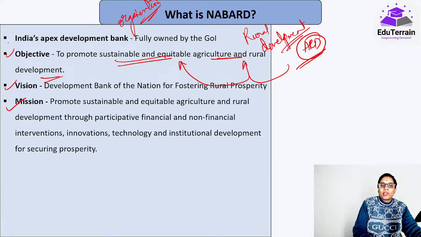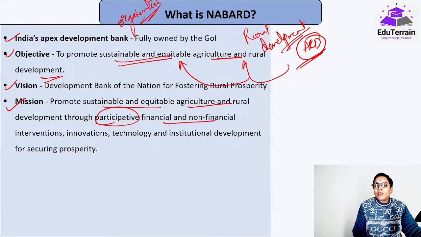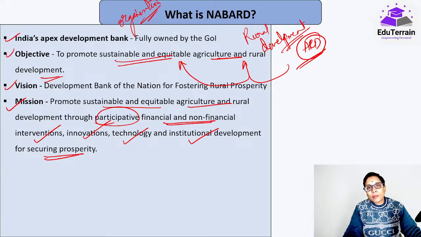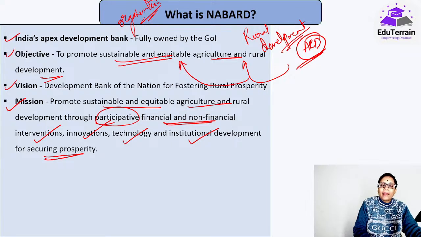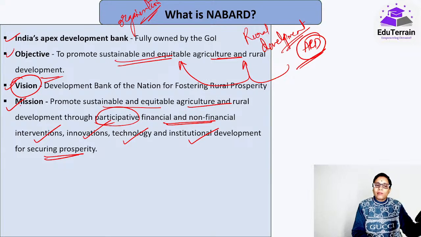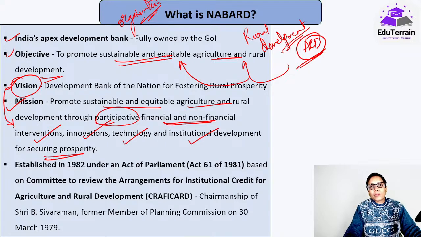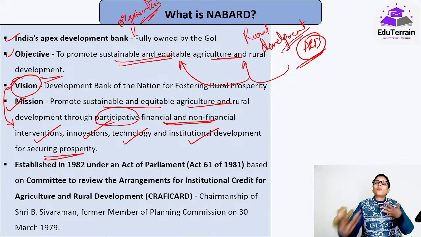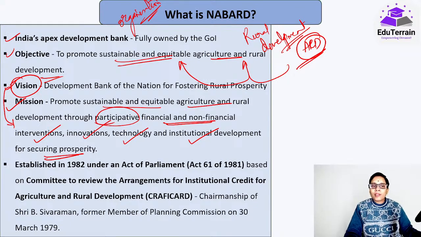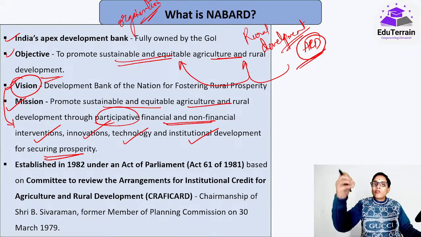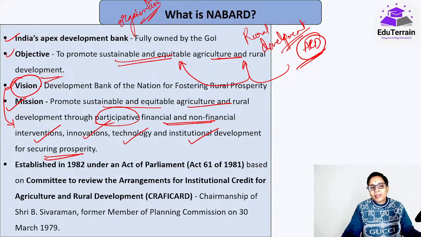Okay, next is its mission. Promote sustainable, equitable agriculture and rural development through participative financial and non-financial interventions, innovations, technology and institutional development for securing prosperity. So whatever vision it has taken, based on that only its mission statement is fostering rural prosperity. How are they going to do it? Through participation, they would themselves participate in the financial and non-financial interventions which are required for the development of rural India.